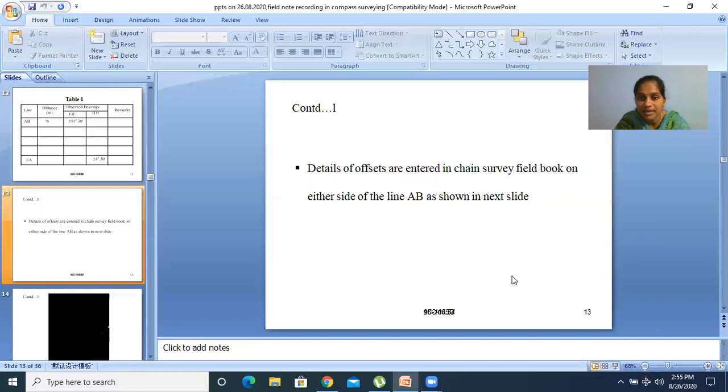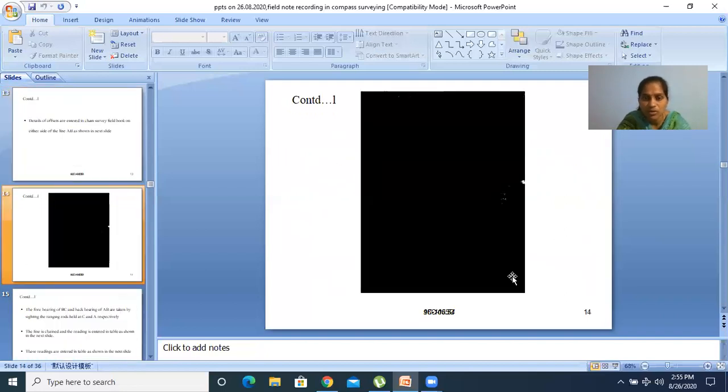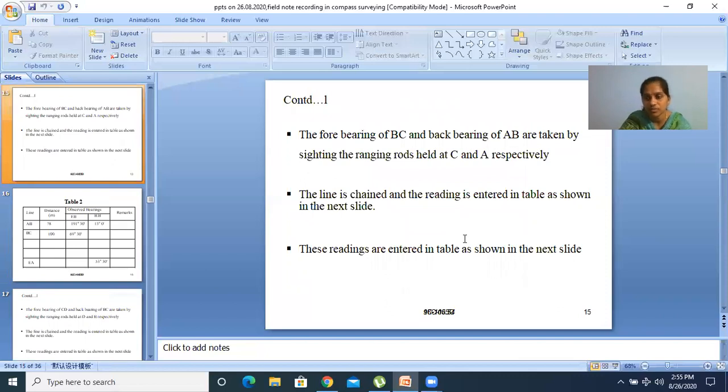Details of offsets are entered in the chain survey field book on either side of the line AB as shown in the next slide. So this is the field book. It's not showing, I don't know why. So you know the field book of chain survey, with double line, single line. In that you can note all the details of offsets on either side of the chain line.